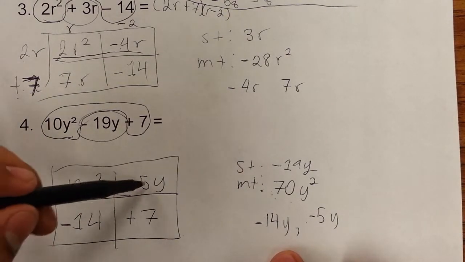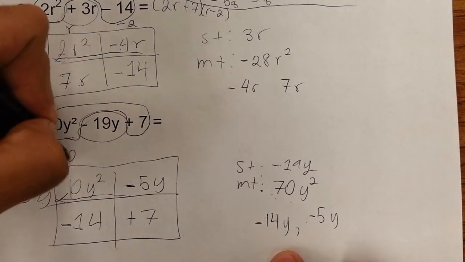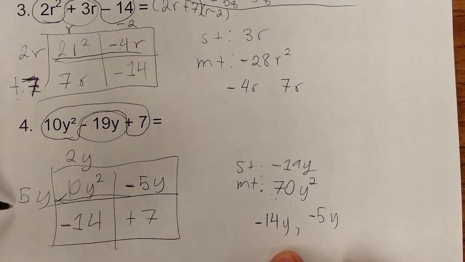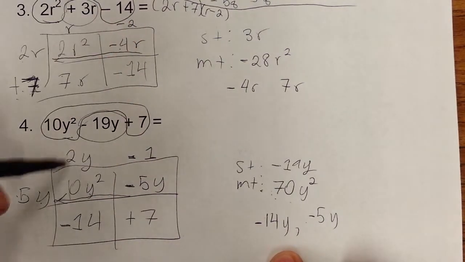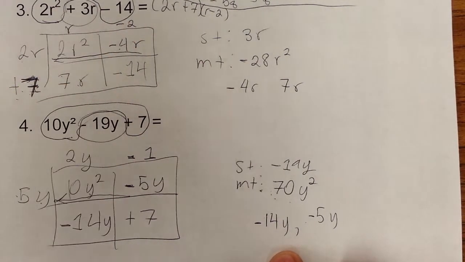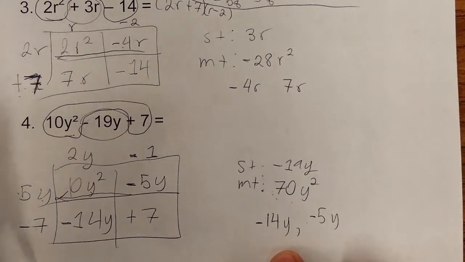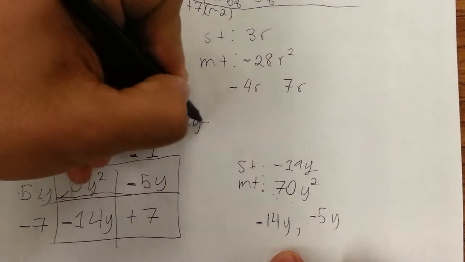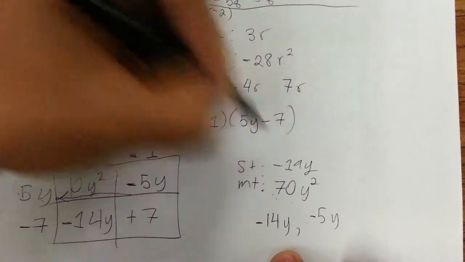Let's think. We've got a 5y. And if we're going to multiply 5y by what to get 10y squared, we need to multiply by 2y. 5 times 2 is a 10. And if you notice here, we can factor out a 2. Now from here, what times 5y would give me negative 5y? Well, in this case, a negative 1. And then what times 2y would give me a negative 14y? Well, a negative 7. Negative 7 times negative 1, positive 7. So in factored form, you could write this as 2y minus 1 times 5y minus 7. There's our factored form.